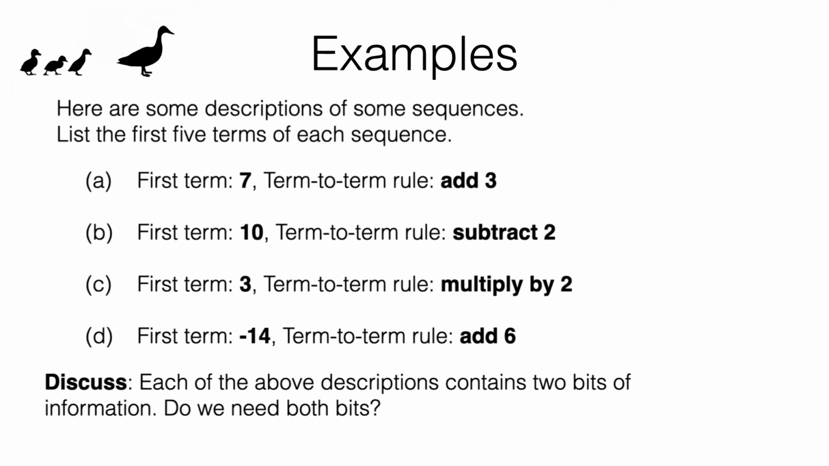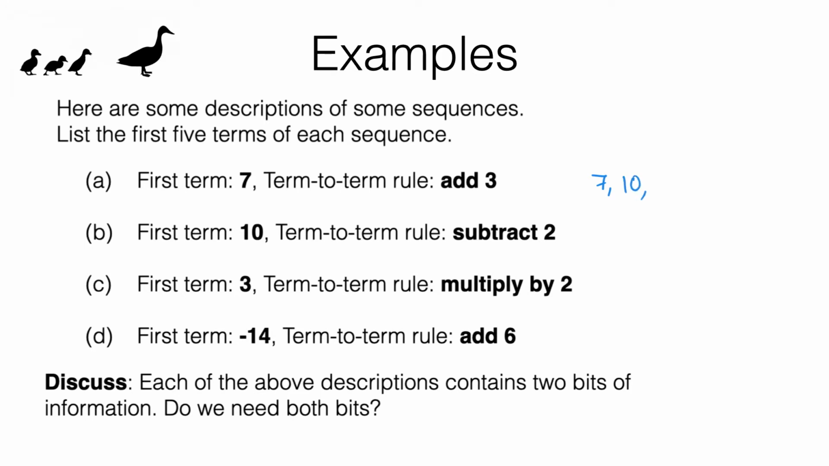We're already given the first term, so I know that the sequence starts with a 7. Now, the term-to-term rule is add 3. What this means is that to get from one term to the next term in the sequence, this is what I have to do. In this case, add 3. So if the first term is 7, then the second term will be 7 plus 3. I add 3 to the first term to get the second term.